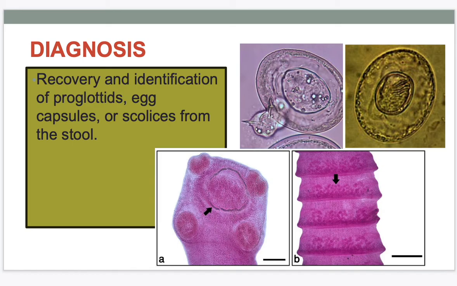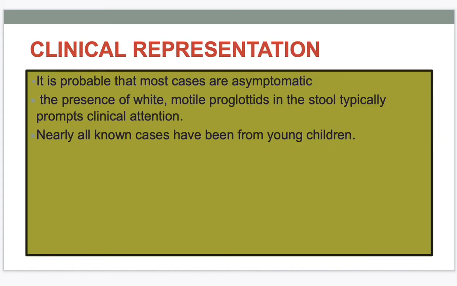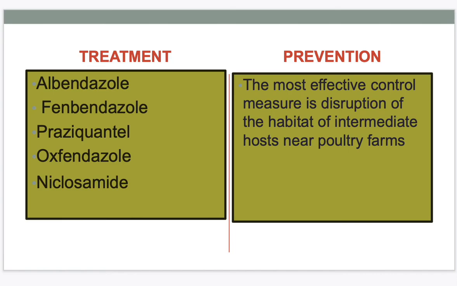We diagnose this by recovery and identification of your proglottids, egg capsules, or scolices from the stool. It's probable that most cases are asymptomatic. The presence of white motile proglottids in the stool typically prompts clinical attention, and nearly all known cases have been found in young children. We treat this with albendazole, fenbendazole, praziquantel, oxfendazole, and niclosamide, and we prevent this by disruption of the habitat of intermediate hosts near poultry farms.